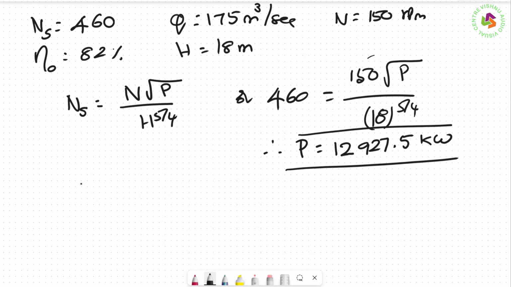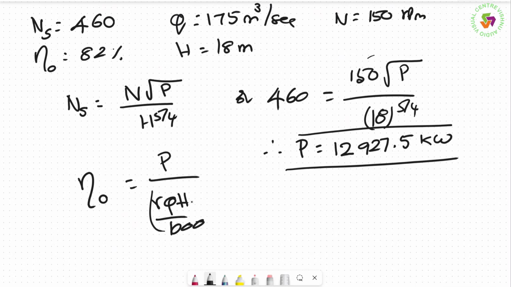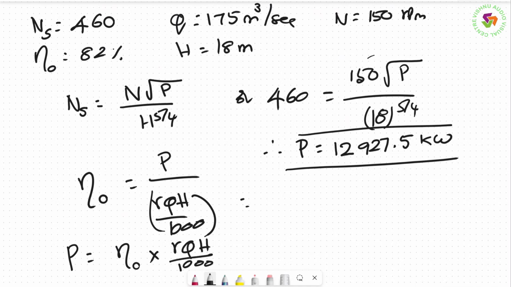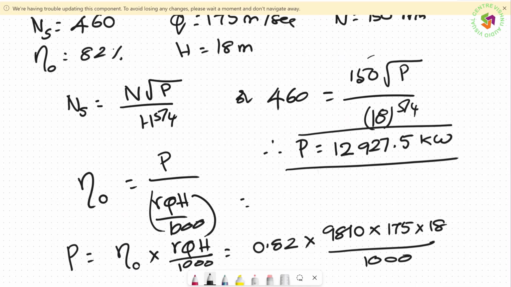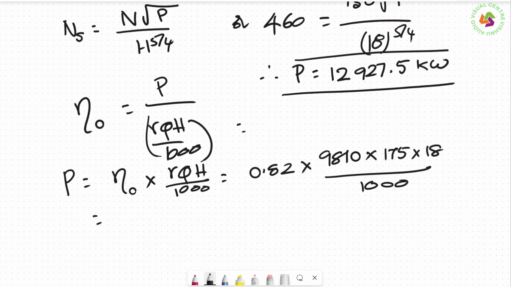So we know power available for the turbine is also equal to P by gamma QH by 1000. Why 1000, I am repeating again, because it is in kilowatts. So the power is equal to eta 0 into gamma QH by 1000. What overall efficiency has he given? 0.82 into 9810 into Q is equal to 175 into H is equal to 18 by 1000. If I put it, I am going to get the power is equal to 25,339.23 kilowatts.